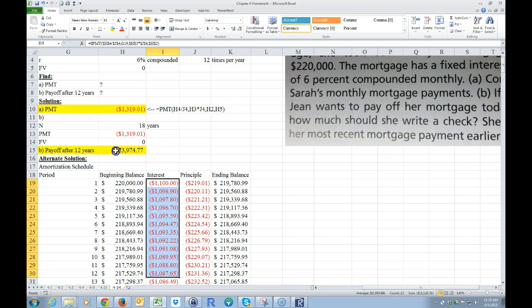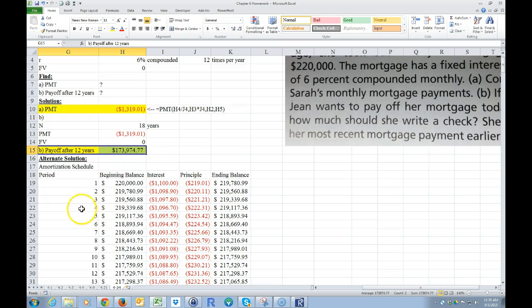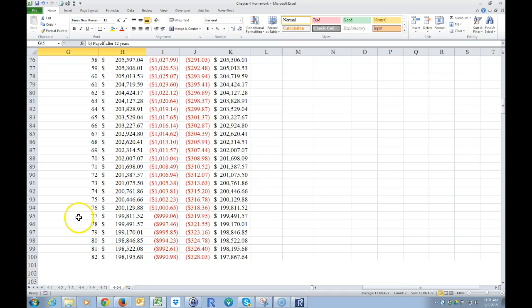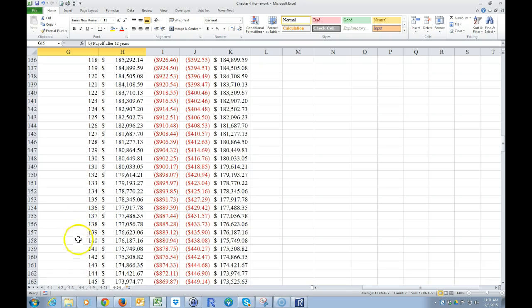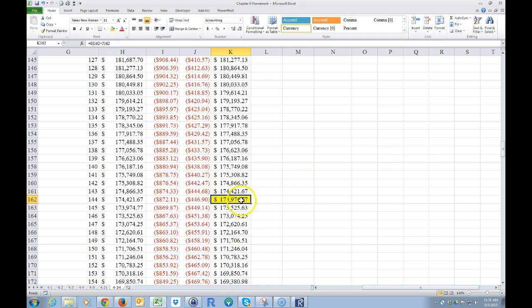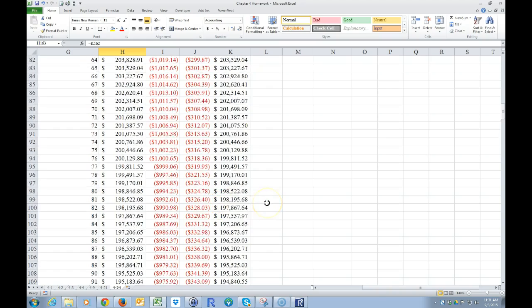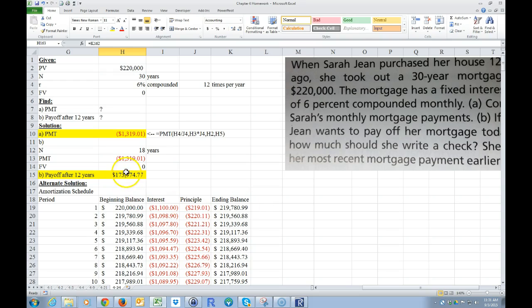Okay, but we still haven't answered this question, the payoff after 12 years. Well, 12 years is 144 months. So after 144 months, the payoff would be right here, this ending balance or this beginning balance, which should be 173,974.77. That should be the same thing we have here.